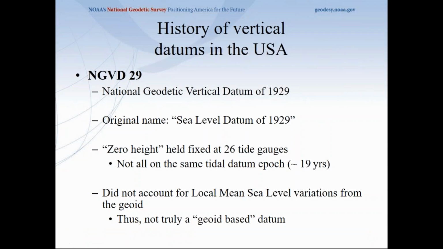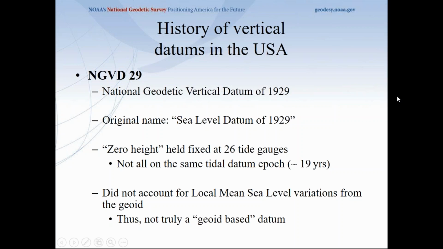So now let's look really quickly at our vertical datums. So we had NGVD29 to begin with. Most folks are familiar with that. It's been around and is still around to some degree. By definition, it was fixed to 26 tide gauges in the United States.